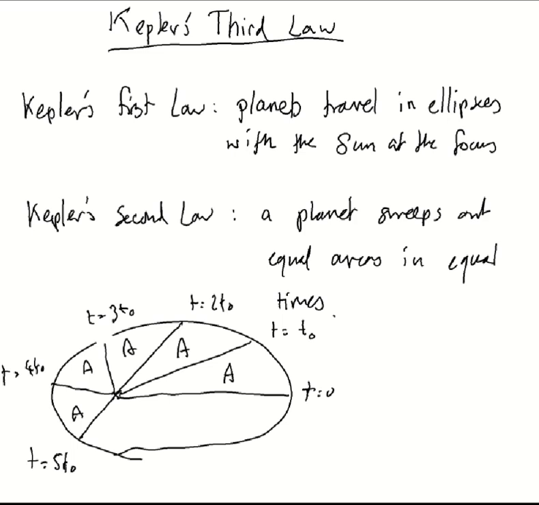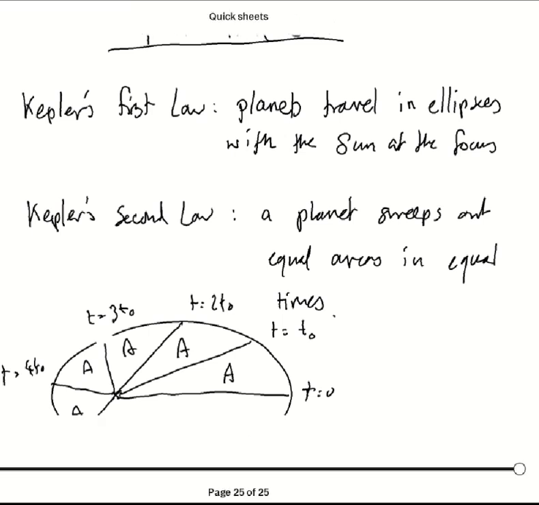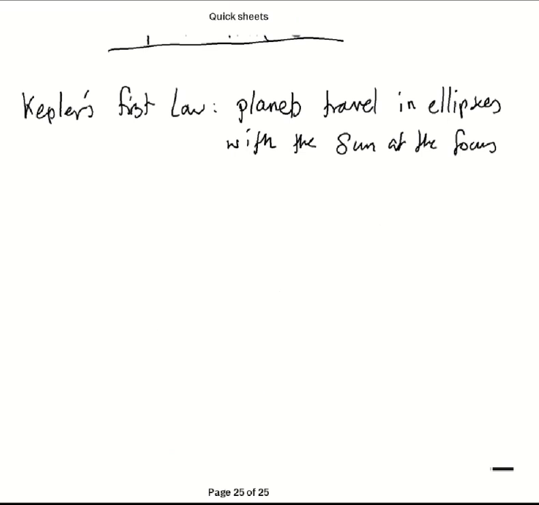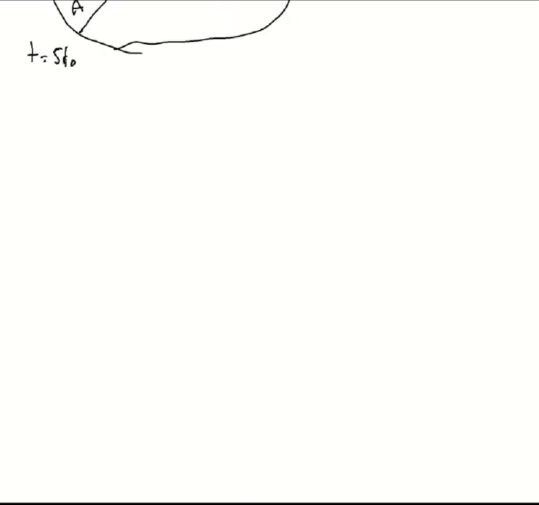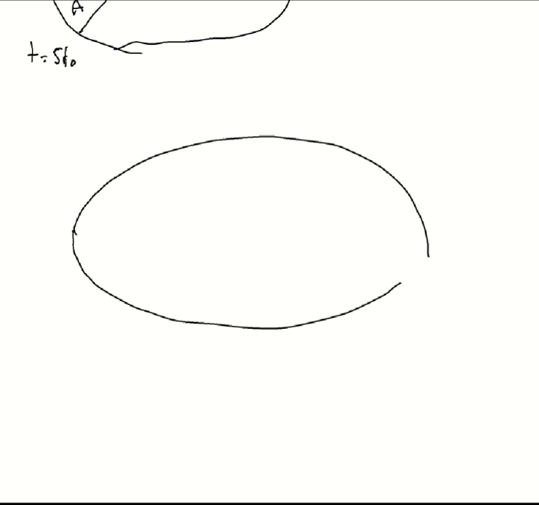The third law is a relationship between a planet's year, i.e., the time it takes to make one full orbit, and what's called the semi-major axis. What we're going to do is look at that relationship. If we've got an ellipse, what do I mean by a semi-major axis? There are several properties of the ellipse you need to know.